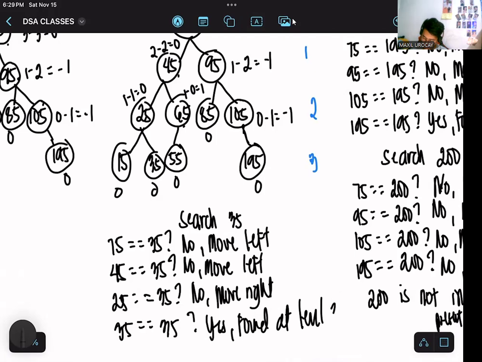So that's how you will work with the searching operation of the AVL Tree. I hope you're able to understand this implementation, because this is really so simple.